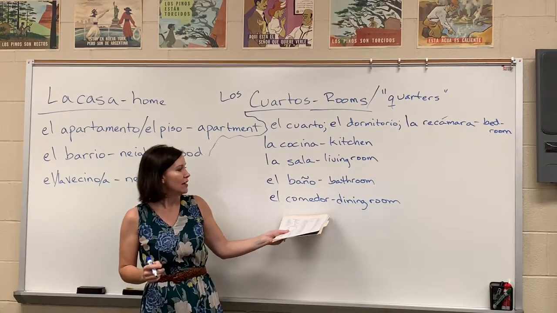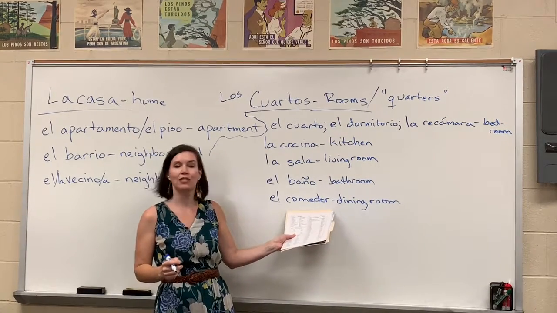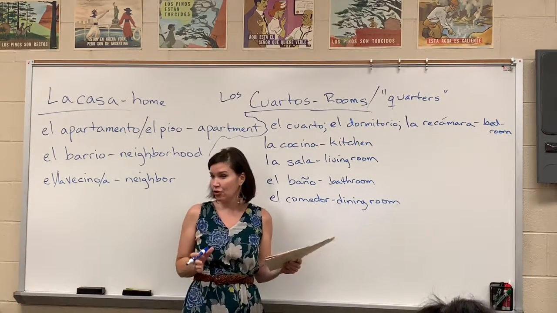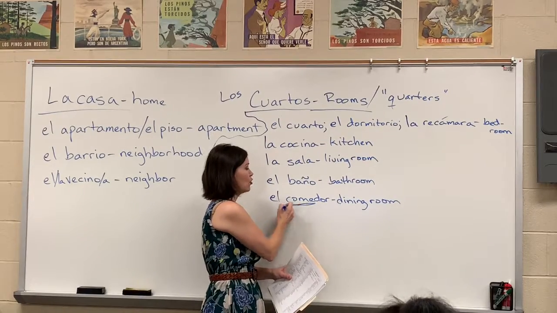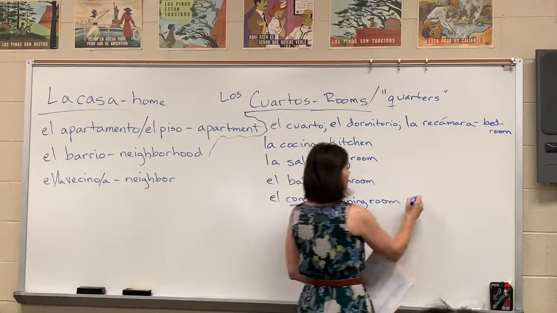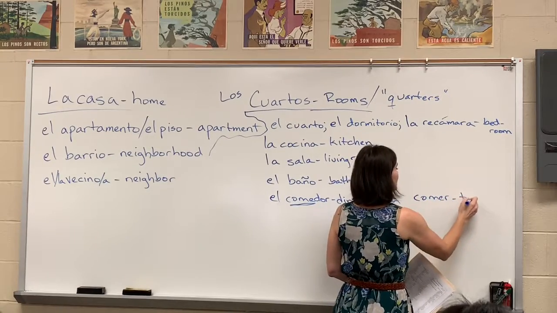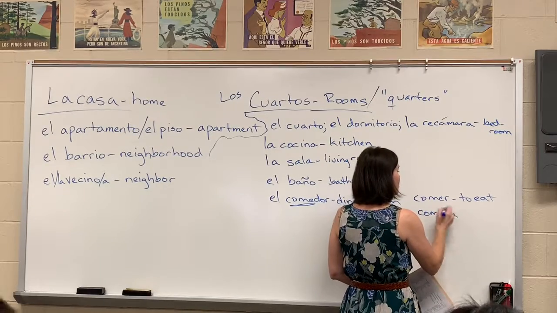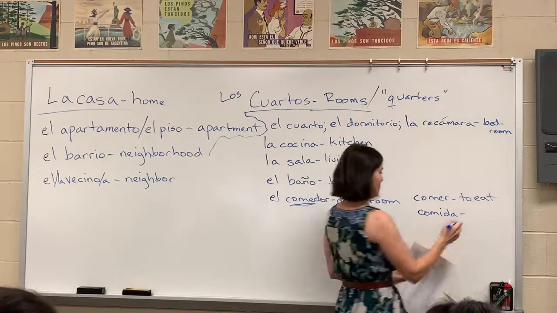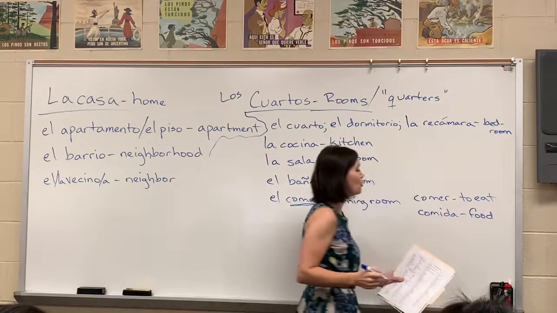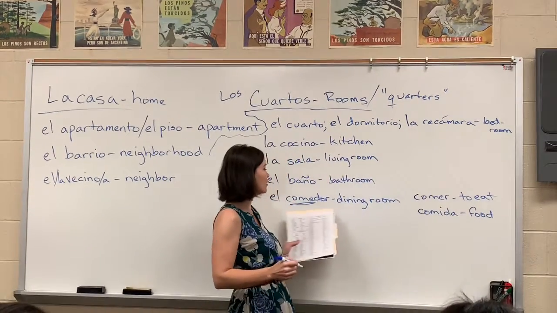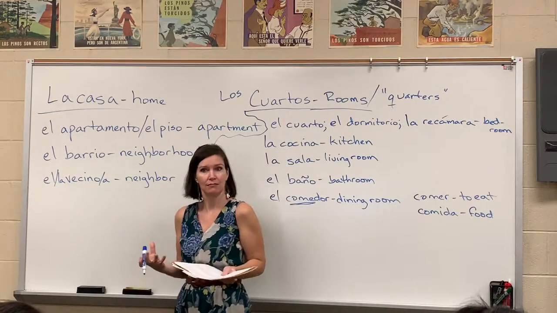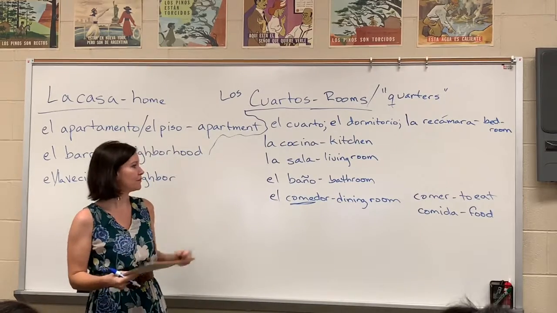Now, comedor actually is related to a few words. The first one I want to point out is the word to eat. To eat in Spanish is comer. Let me show you what that looks like. Comer, to eat. And what you eat is comida. What do you think comida is? Food. Okay? So you comer comida in the comedor. Do you see how those all relate to each other? It's got the same root word. Okay? El comedor.